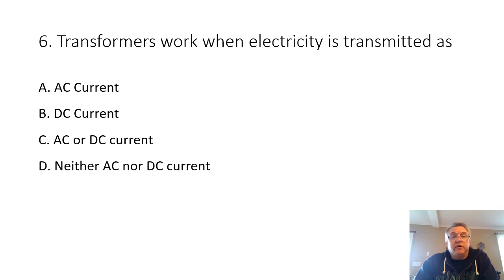Question 6. Transformers work when electricity is transmitted as A, AC current, B, DC current, C, AC or DC current, or D, neither AC nor DC current.